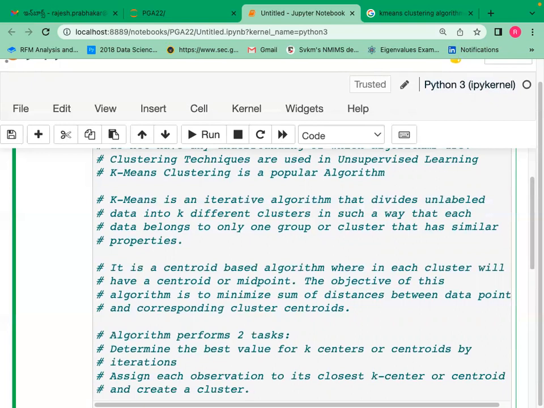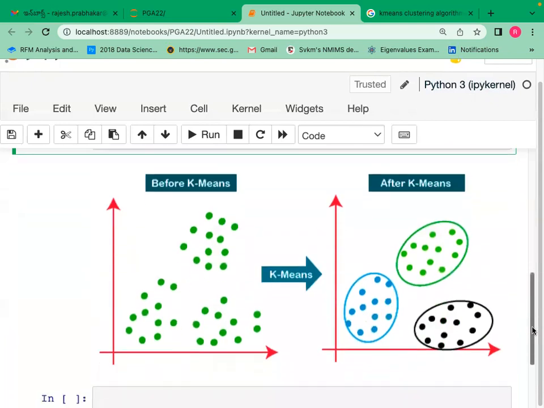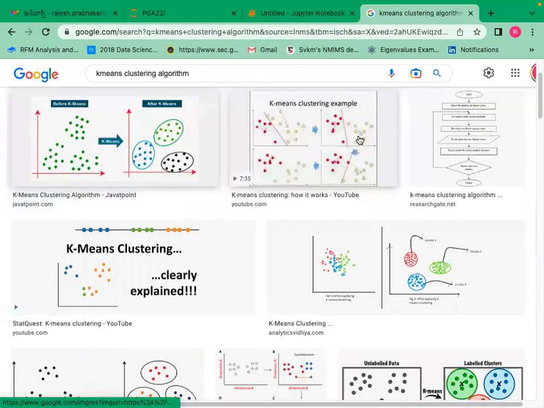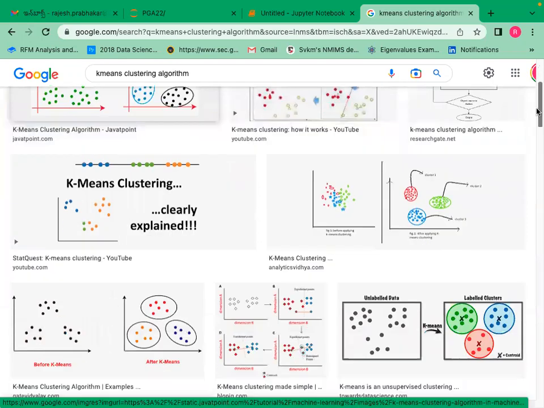Cluster means similar. A grouping of similar data points, we call it a cluster. So this is one cluster. Green circle is there, no? It is one cluster. This is one cluster. And you will have a centroid or a midpoint here. Let us see if we can get a cluster example with centroid.